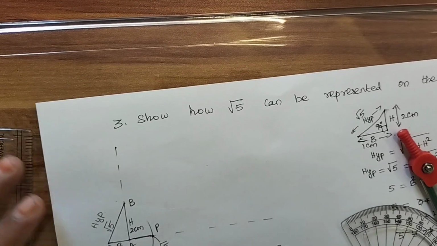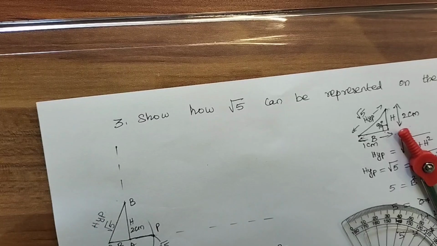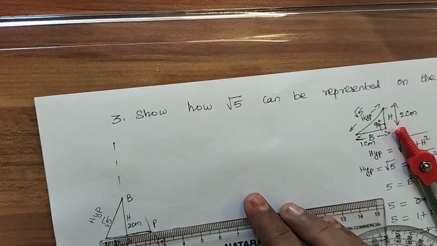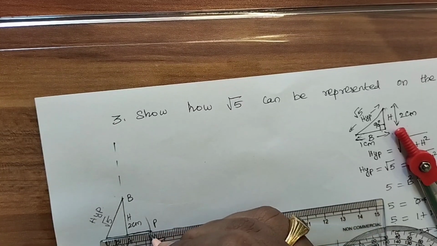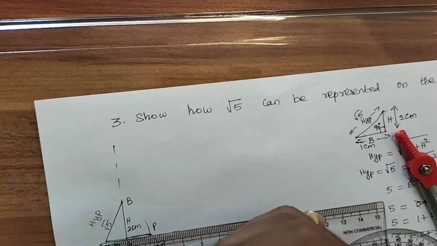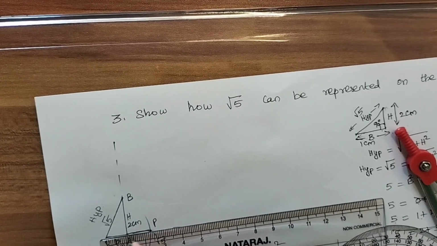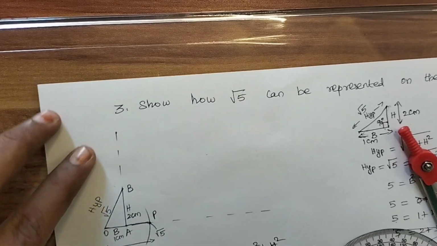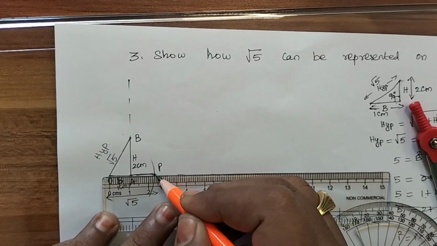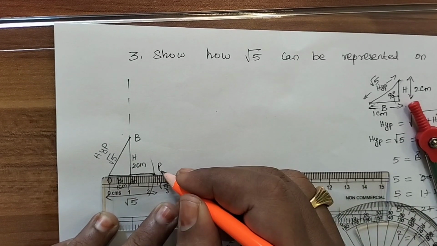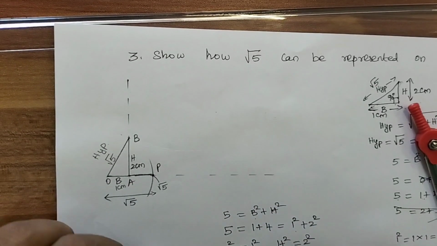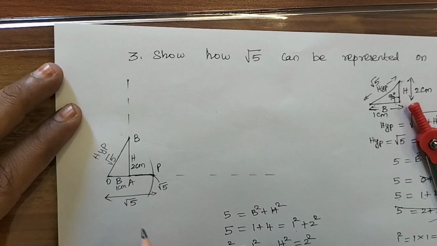If you want to cross check, just use the scale. Keep 0 at O. So it is coming around 2.2, right? Around 2.2 or 2.3 this measurement line will come. So that is nothing but root 5. So keep the scale at O, and 2.2 or 2.3 is coming at P. So that measurement is nothing but root 5.